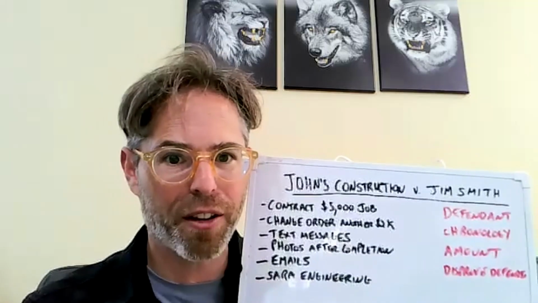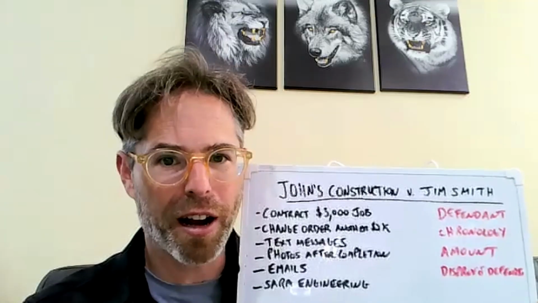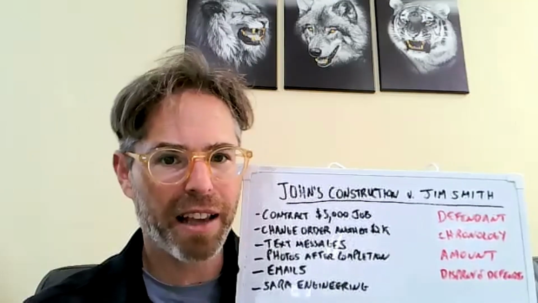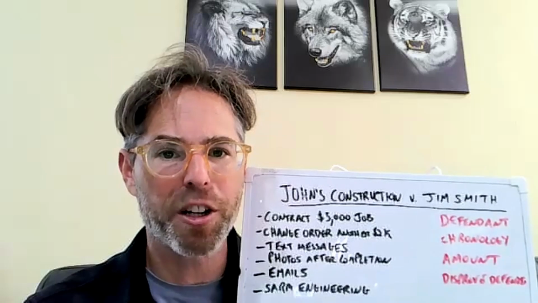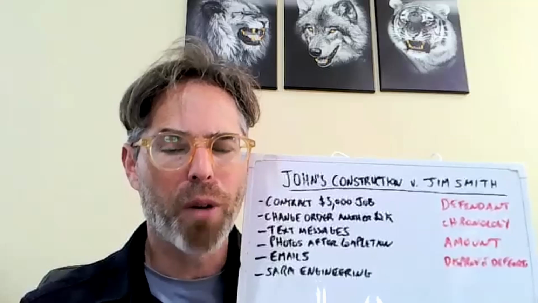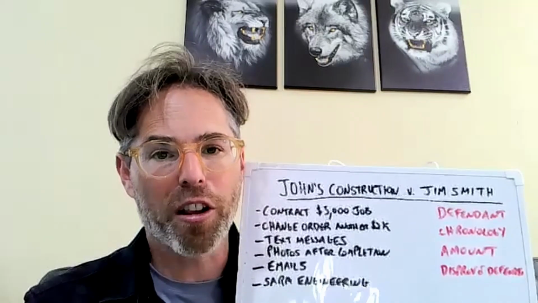Now, what happened was after John started doing the work, Jim Smith decided that he wanted a different type of wood. And so he said to John, hey, I know you've already started, but what if we switch to this type of wood? And John said back to Jim, well, I can do that, but that's going to change the amount of the contract because it's more expensive.